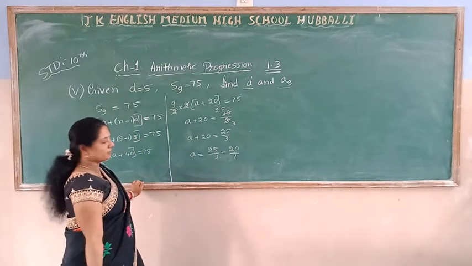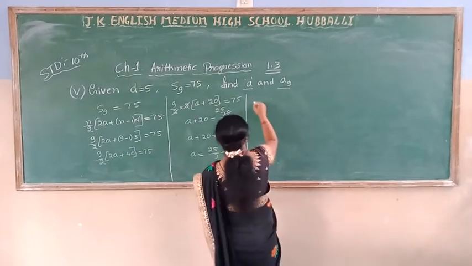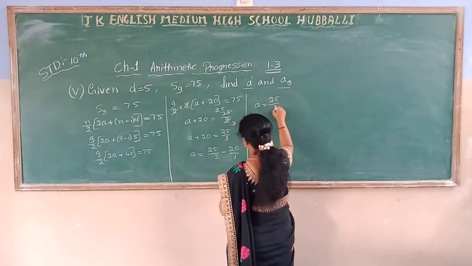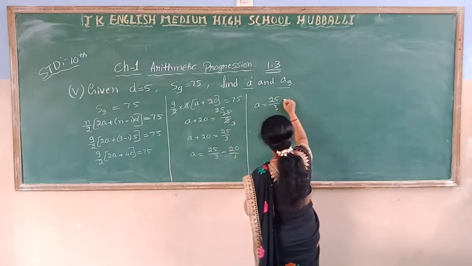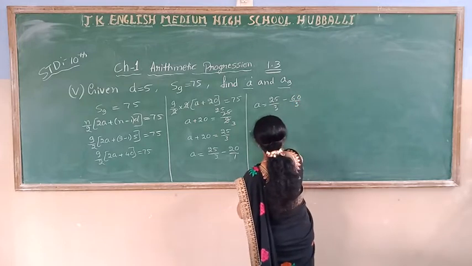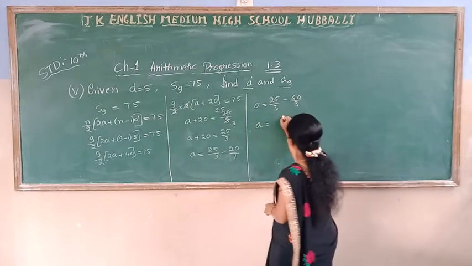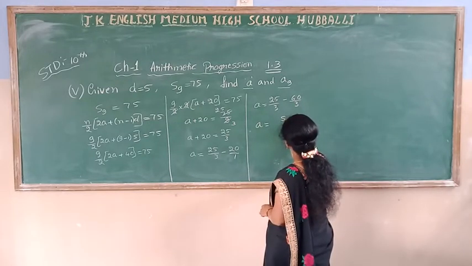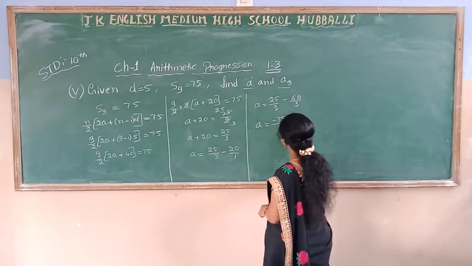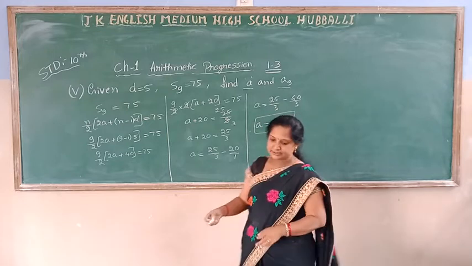What is the denominator? Then a is equal to 25 by 3, and 20 multiplied by 3 becomes minus 60 by 3. So in 60 you subtract 25, it becomes 10 minus 5, 5; 5 minus 3 is 3. So a is minus 35 by 3. So I got the a value as minus 35 by 3.